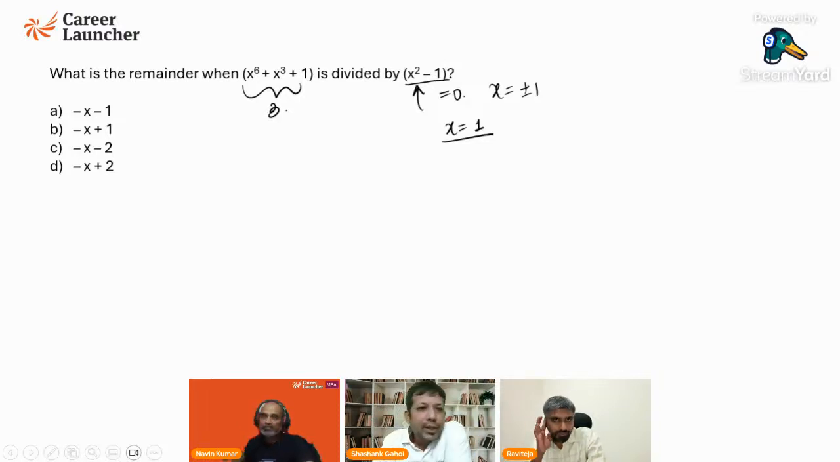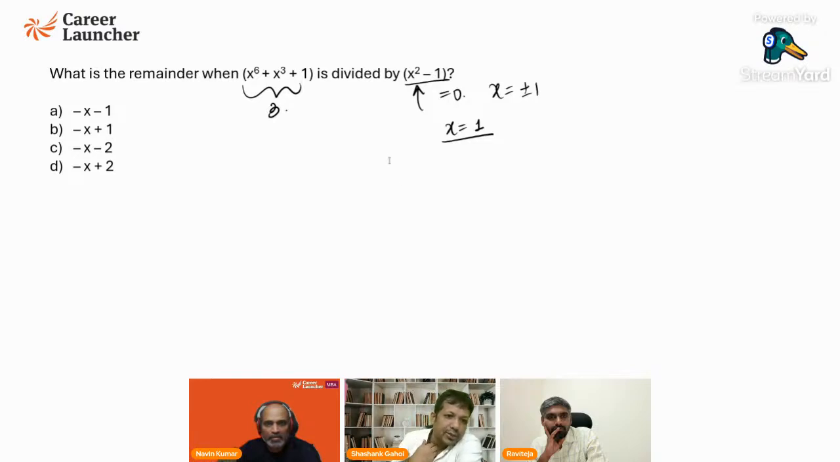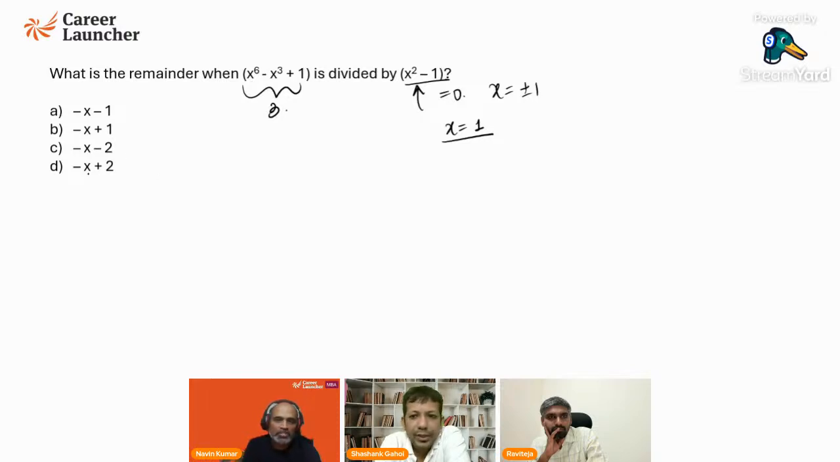So basically, रिमाइंडर की बात हो रही है. So basically the basic equation is a is equal to dq plus r. Dividend is equal to divisor into quotient plus remainder. ये एक्चुअली माइनस था. I am actually solving the whole thing. So a is equal to dq plus r. That is the basic equation. A is the dividend, dq is divisor into quotient.